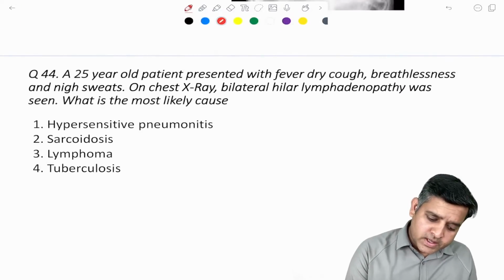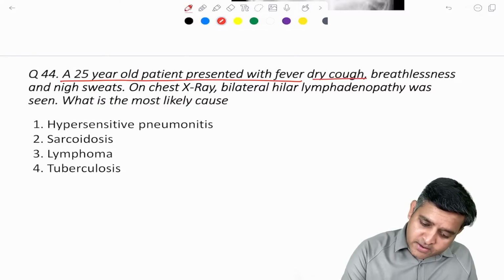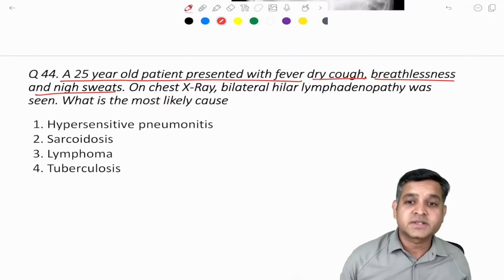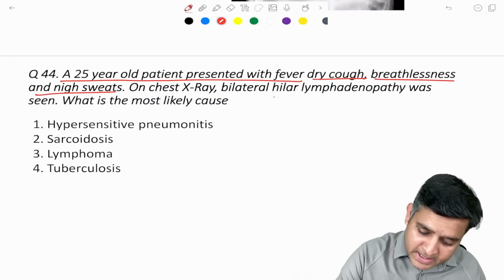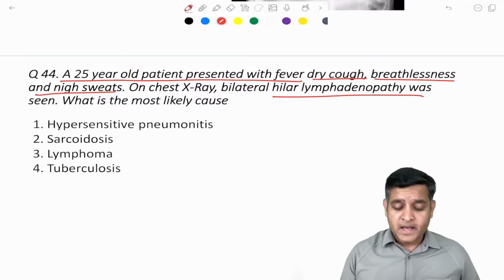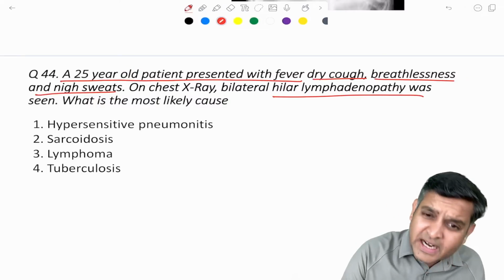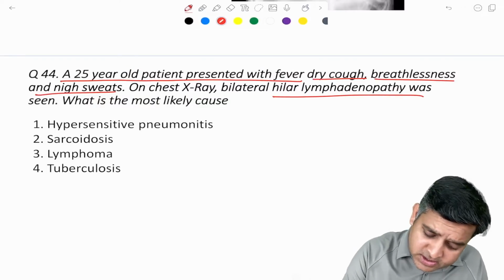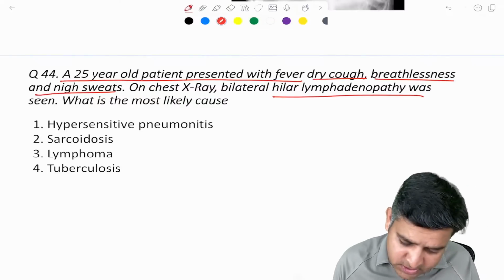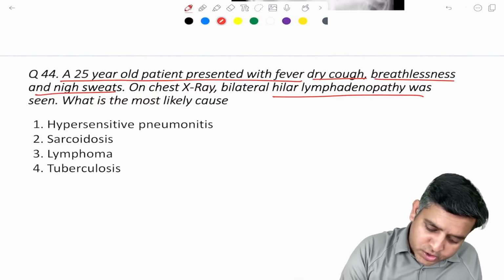Question 44. A 25-year-old patient presented with fever, dry cough, breathlessness and night sweats. On chest X-ray, bilateral hilar lymphadenopathy was seen. In fact, in this case, there is additional history that was given. I still remember this question from NEET PG 2022.